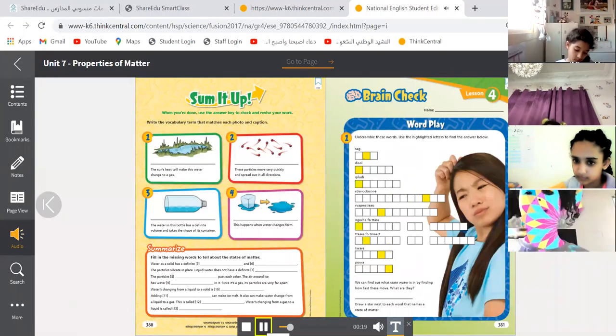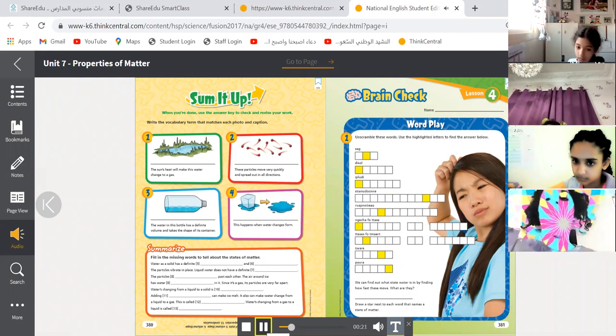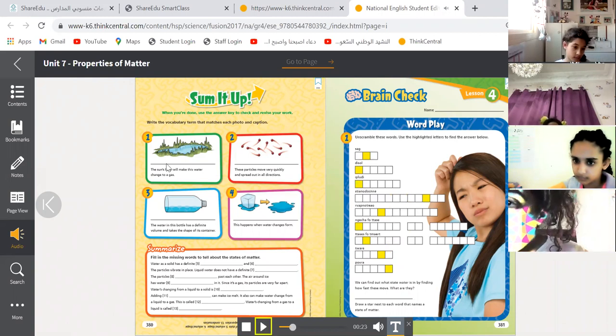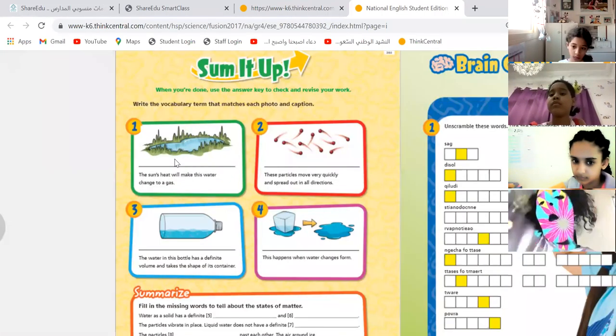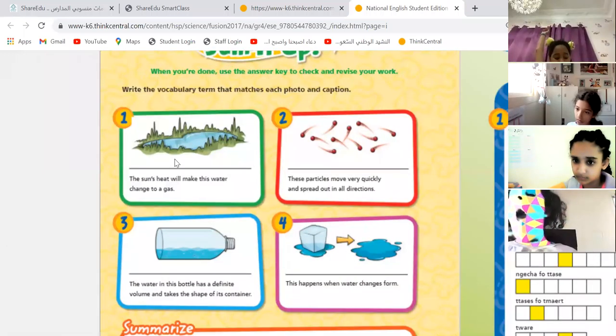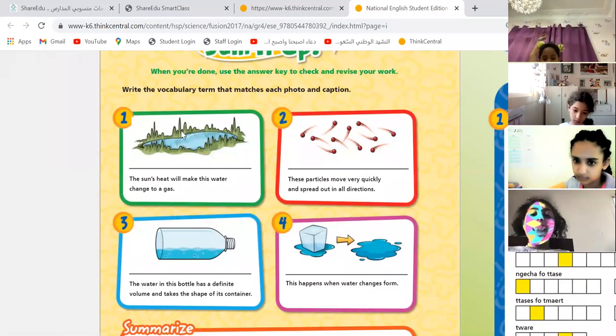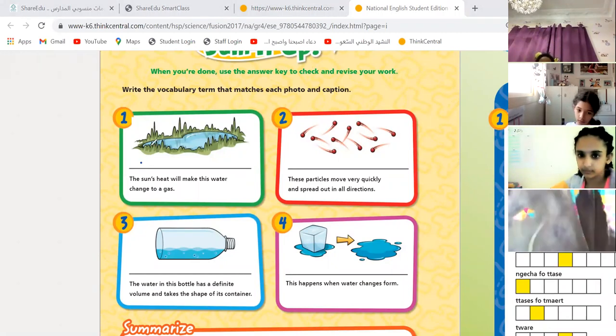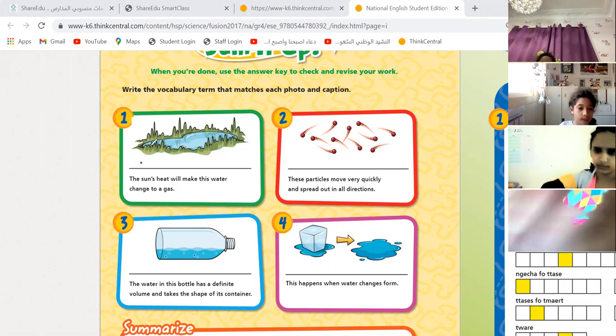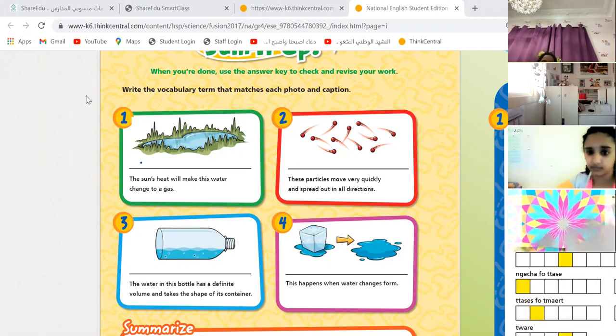The sun's heat will make this water change to a gas. Number one. Wait, raise hand. Teacher, I know. Yes, Italia. Number one. Evaporation. Number one is evaporation. Very good. We'll write evaporation.